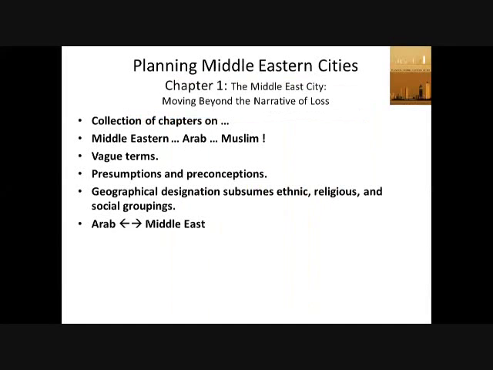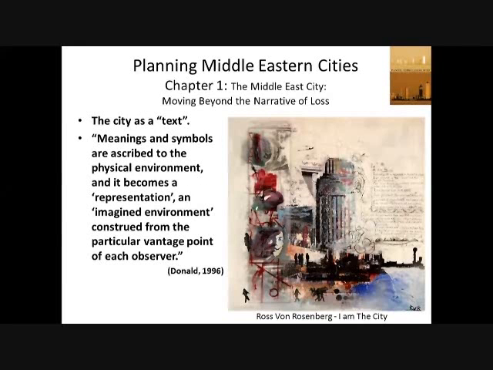The second book, briefly, is a collection of chapters about the Middle East, Arab, and Muslim question. Think about these as vague terms that are not well defined. What is the Middle East? Who are the Arabs? Who are the Muslims today? Presumptions and preconceptions are dominating the understanding of this part of the world. There is geographical designation, ethnic, religious, and social groupings. So there is a conflict between what is an Arab and what is a Middle East. Is it the Middle East or the Arab?